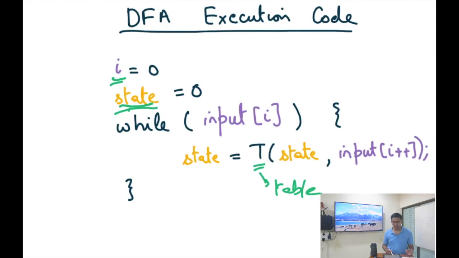So let's say I started with state S0 and I got input X2. Then I'm going to say state equals T[S0, X2], and recall what T[S0, X2] was. It was S2, so state will become S2. And in my next step, I'm going to look up state S2 and the next input, and so on. I'll keep doing this until there's no more input. I'm assuming that when input[i] is 0 or the null character, then I'm done with the input. So it's a string of input characters.